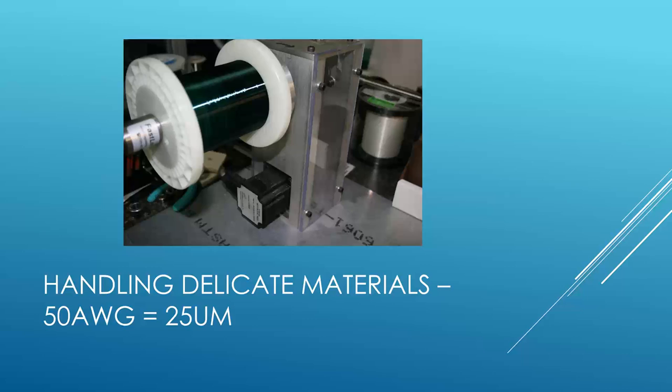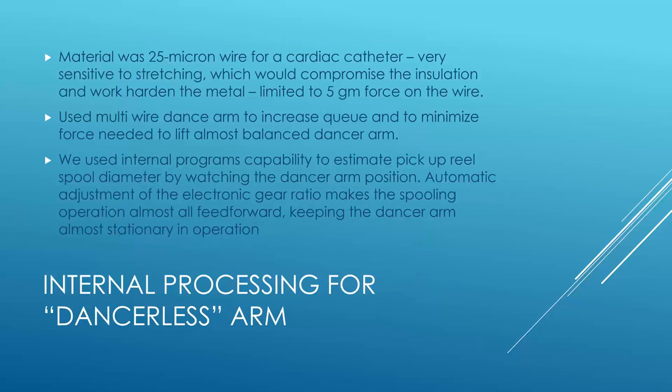Here's an example of a machine that takes advantage of that. This is handling really delicate materials. This is about 50 AWG wire, or about 25 microns. It was used in a cardiac catheter, which is really sensitive to stretching. If you stretch it, you compromise the insulation. You also work hard in the metal, which means it won't be able to flex as many times. So this wire is limited to about 5 gram force on the wire while we were handling it.